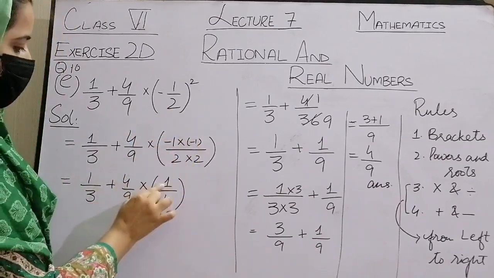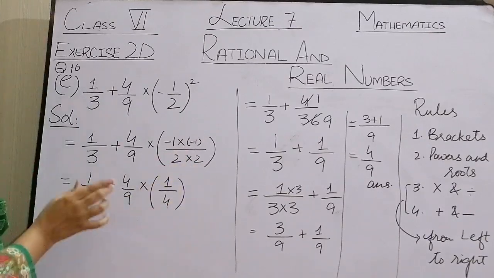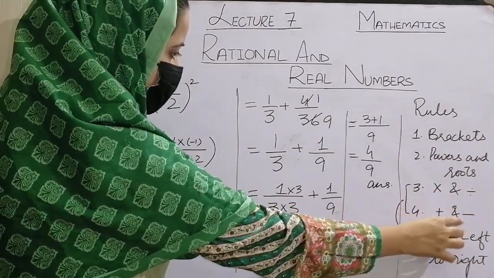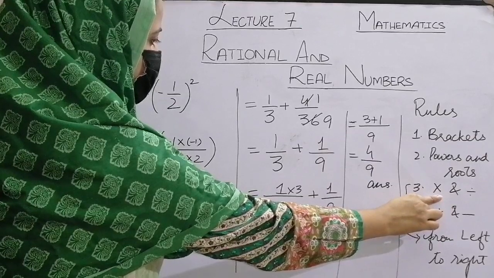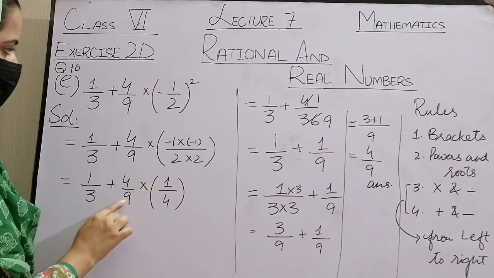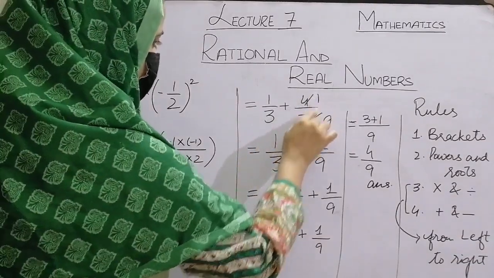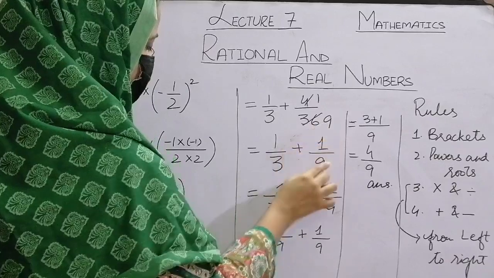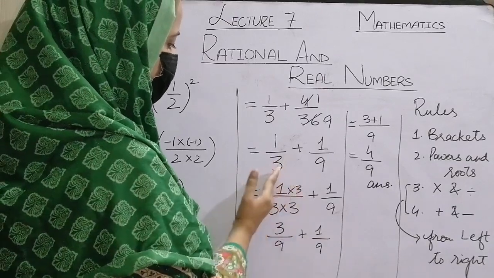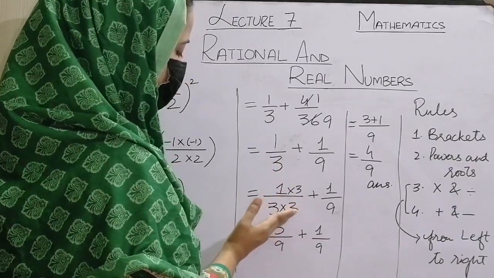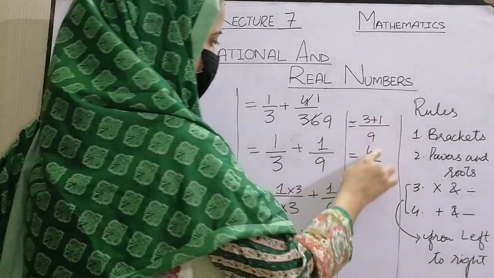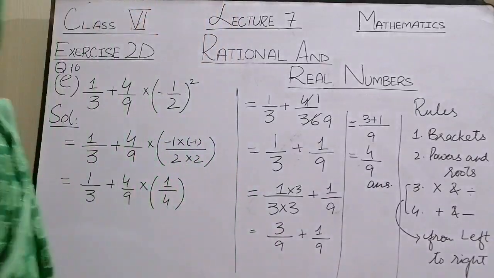Minus 1 into minus 1 is a positive 1. 2 2s are 4. We cannot add these two first because in the rules addition and subtraction come later, but multiplication and division come first. So we have to multiply these two first. 4 1s are 4, 9 4s are 36. Do the cancellation. 4 1s are 4, 4 9s are 36. We have left 1 by 3 plus 1 by 9. Make the denominators the same first. 3 3s are 9, also 1 into 3 is 3. Add these up. 3 plus 1 is 4 by 9. So 4 by 9 is our answer.